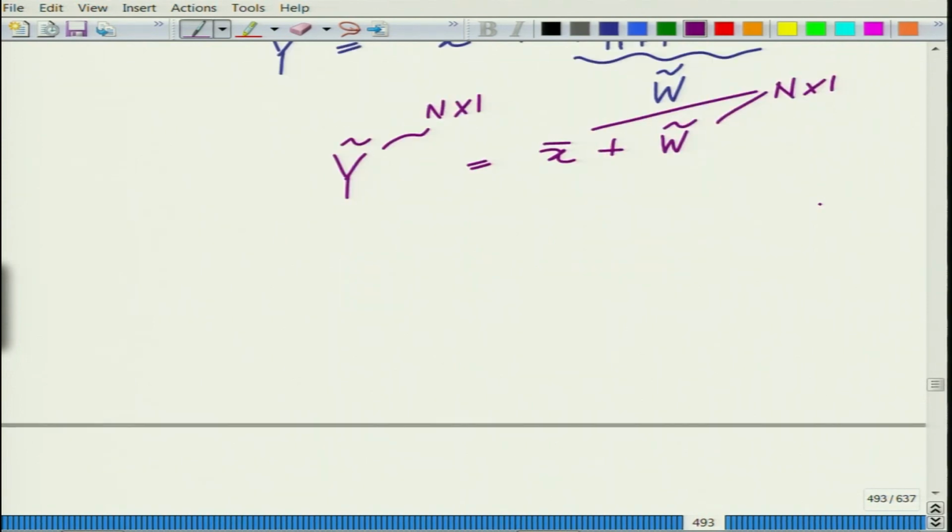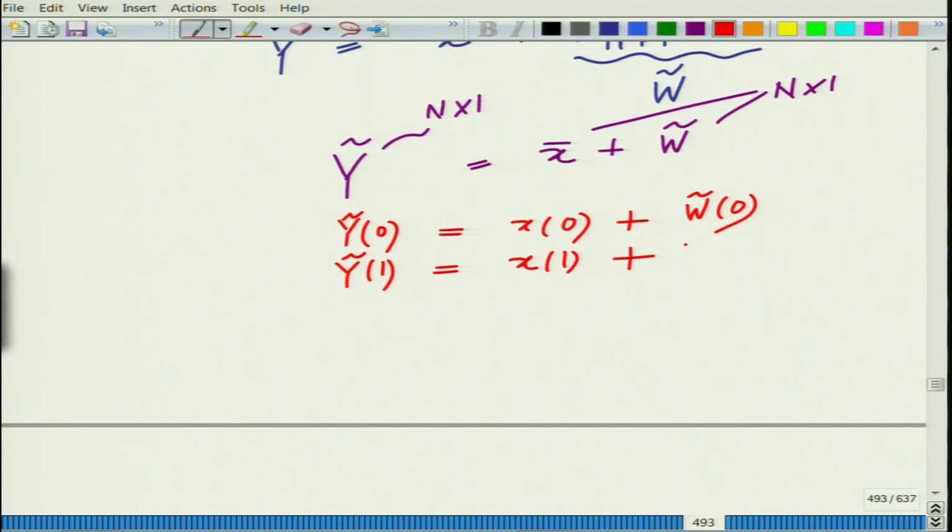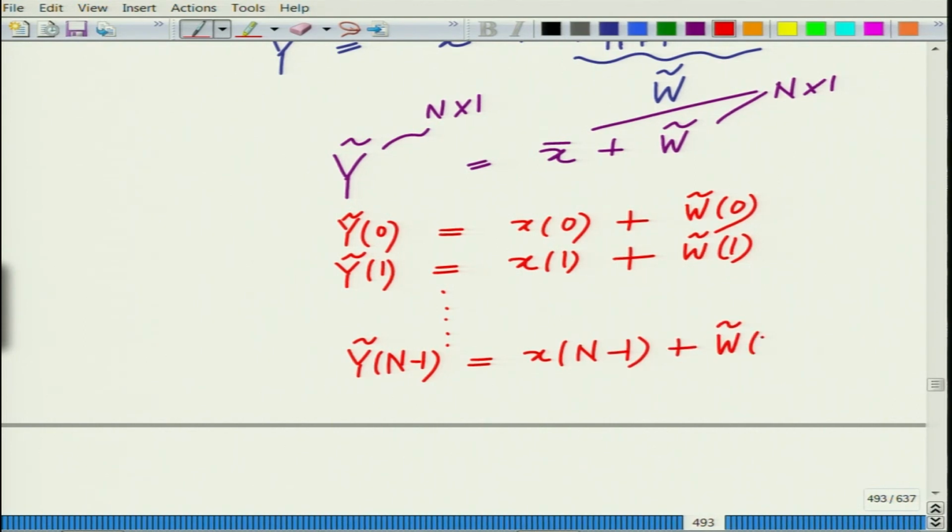Therefore, what this essentially means is that now you have a very simple model: y tilde 0 equals x of 0 plus W tilde 0, y tilde 1 equals x of 1 plus W tilde 1, and so on, up to y tilde N minus 1 equals x of N minus 1 plus W tilde N minus 1.